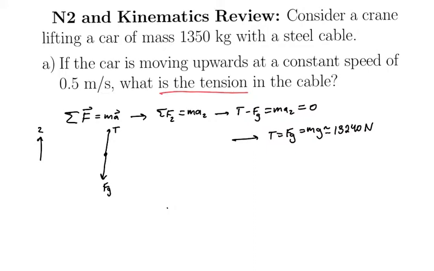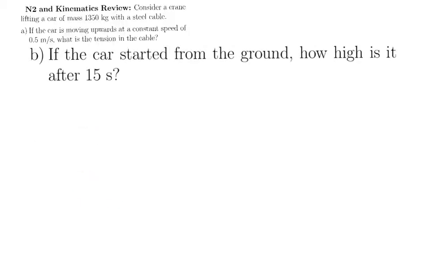So the tension is exactly the same size as the force of gravity because the car is moving upward at a constant speed. It has no acceleration, so the tension has to exactly balance out the force of gravity. Part B of this problem says if the car started from the ground, how high is it after 15 seconds? So this sounds like a kinematics problem to me because I need to know how high it went if it's moving in a specific way.